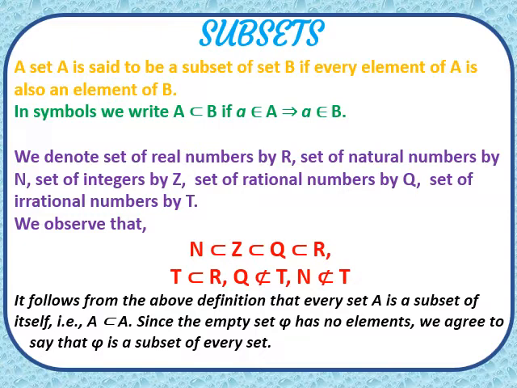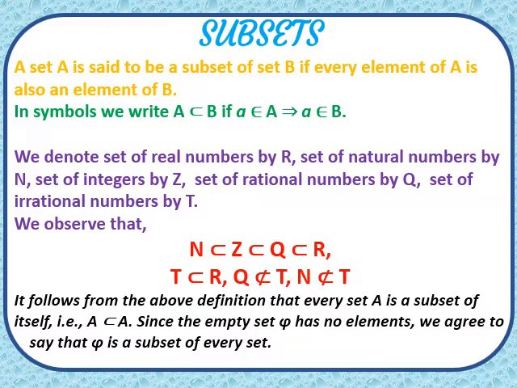A subset means it is also a set. So a set A is said to be a subset of another set B if every element of A is also an element of B. Clear? We have two sets A and B, and if every element of set A is also present in the set B, then we say that A is a subset of B.